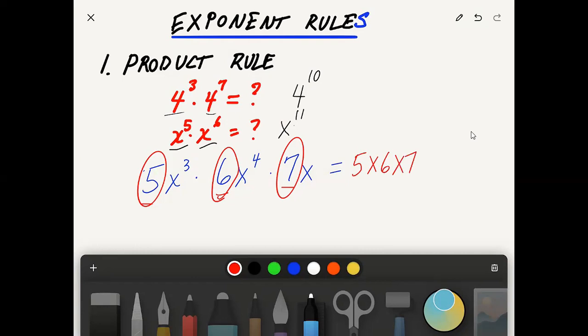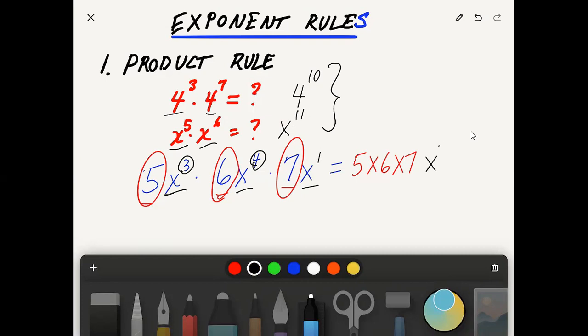That's the first thing that you always do. Take the coefficients, multiply them all together. Then you're going to look at the things that have the same base, and you're just going to add the exponents, just like we did up here. And by the way, this x here has a coefficient of 1.